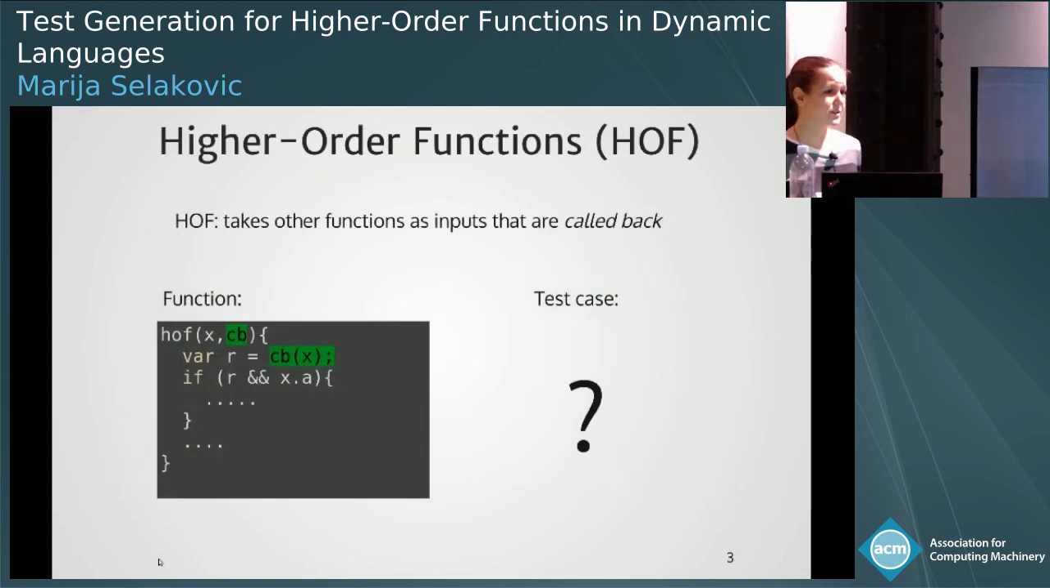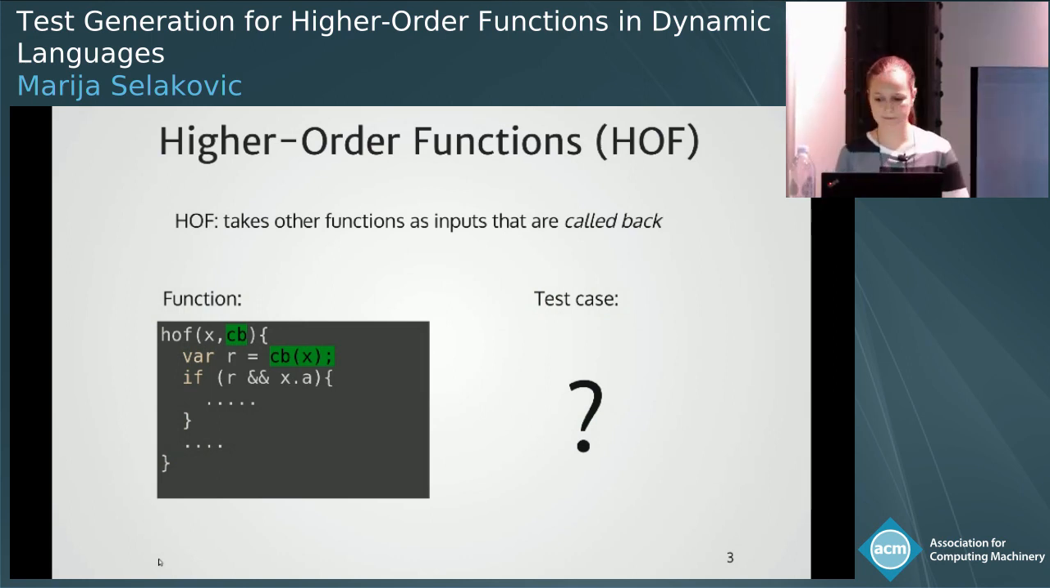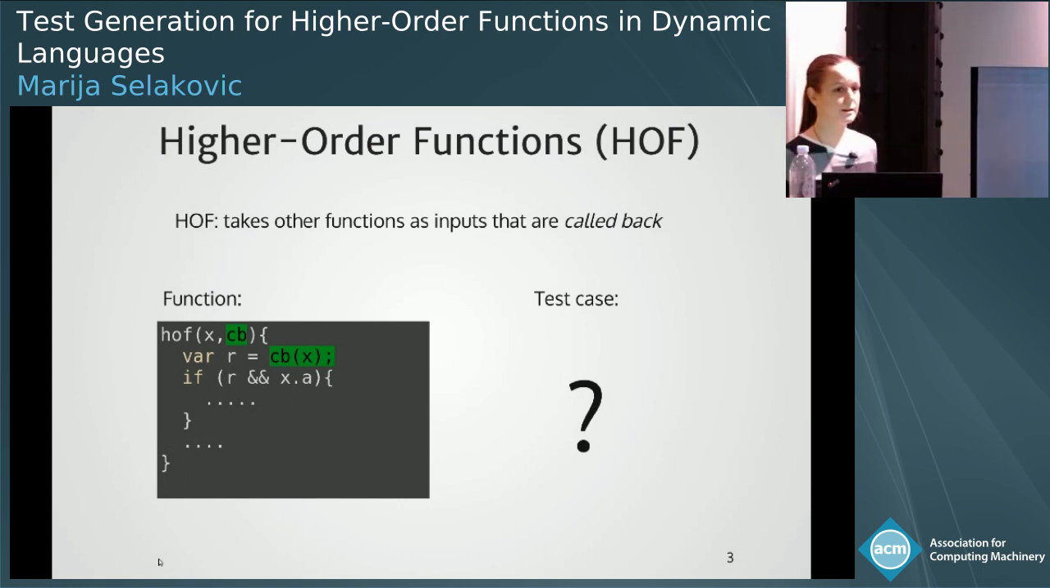However, automated test generation becomes more challenging for functions that take more complex input. For example, here we have a function that takes another function as an input. We call these functions higher-order functions. During the execution, the higher-order function at some point executes the input function. So for the rest of the talk, I will refer to the input function as a callback function. Test generation for higher-order functions still remains a largely unsolved problem. And this problem becomes more complex when it comes to dynamic languages, such as JavaScript.